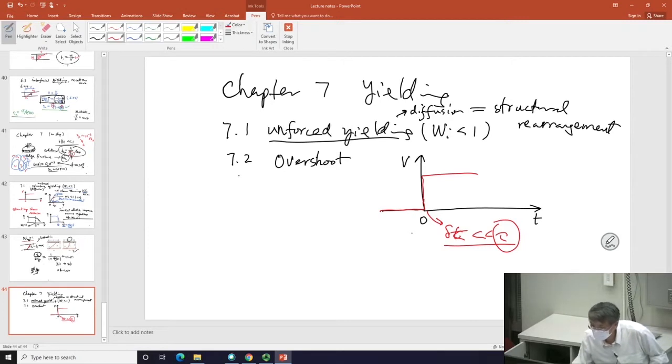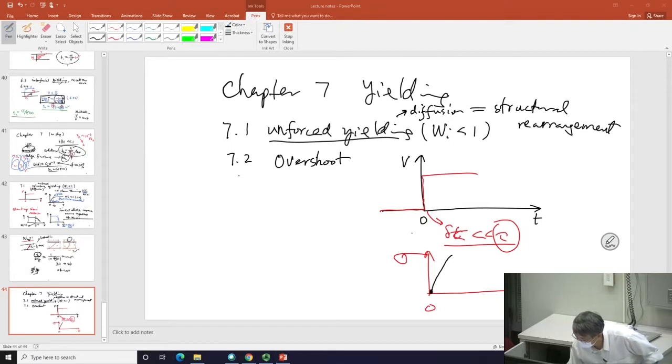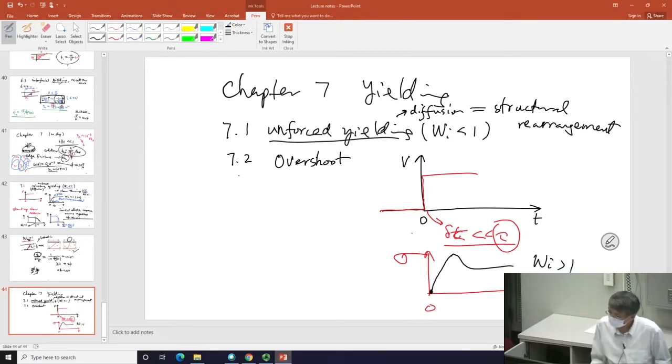With that, you just watch how stress changes. At this moment, I want to remind you that it is always starting from zero. We call that elastic. And when the Weissenberg number is large, it tends to have an overshoot like I draw. And I have lots of data in the book talking about it. I will not go through too much detail of this.